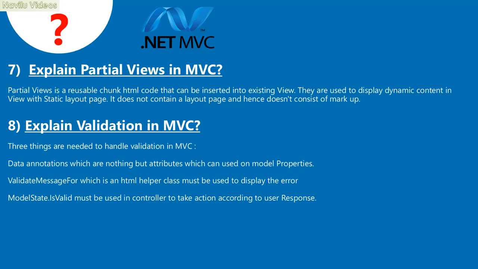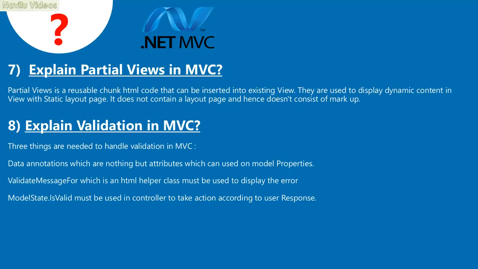7. Explain partial views in MVC. Partial views are a reusable chunk of HTML code that can be inserted into an existing view. They are used to display dynamic content in a view with a static layout page. It does not contain a layout page and hence doesn't consist of markup.